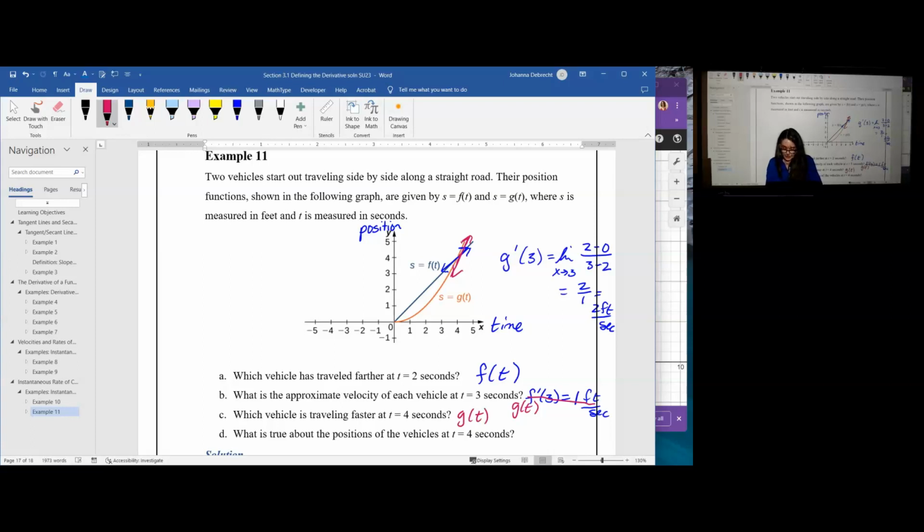What about the last one? What is true about the positions of the vehicles at t equals 4 seconds? Well, if I'm looking at t equals 4 seconds, that's where they intersect. If they intersect there, it means they've reached the same position, which means that they're at the same point on the road. Although the orange car is moving faster than the blue car.